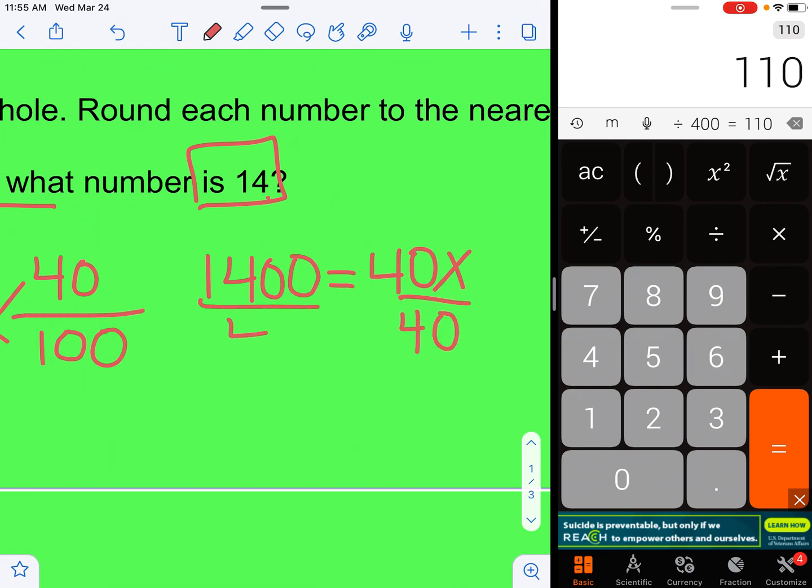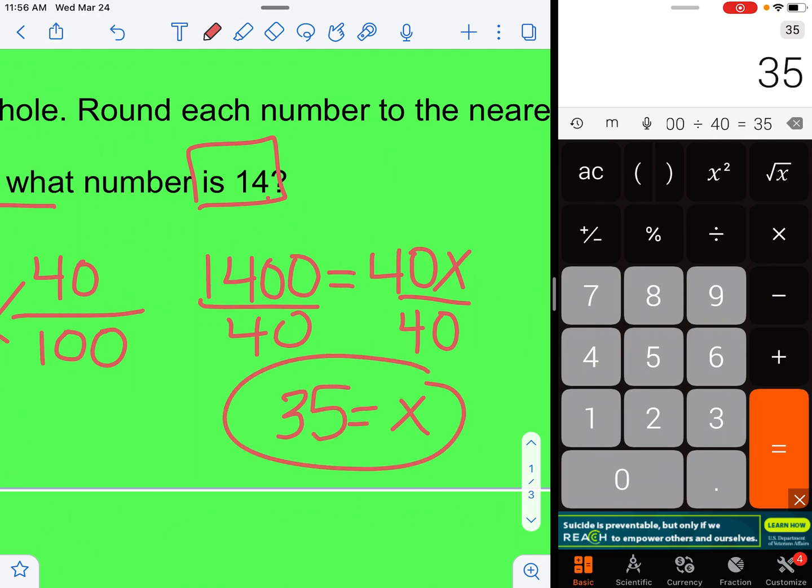Alright, now we need to divide by 40. 1400 divided by 40 gives us 35. And since we're talking about the whole, we do not need a label. It's not a percent.